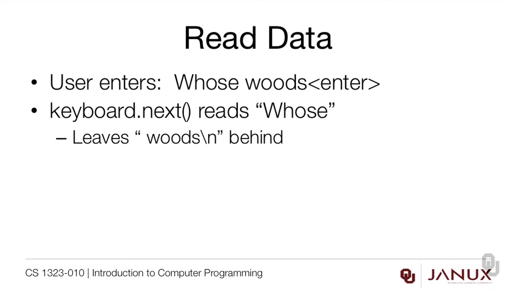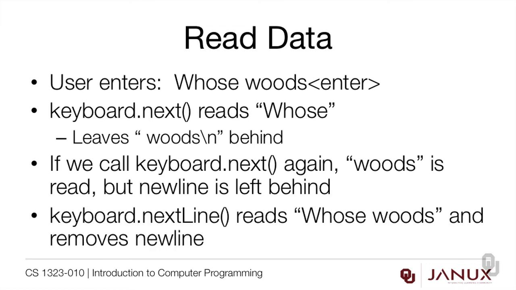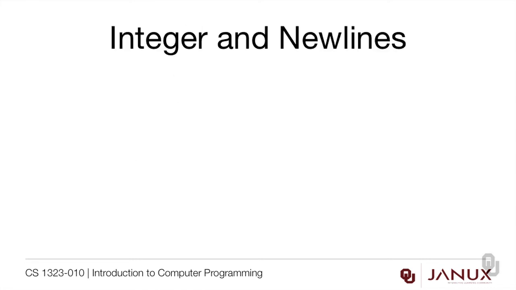This leaves space, woods, \n behind. The space is there. Now, if we call keyboard.next again, it will read in "woods". So it removes the space, then it takes the next characters until the following white space character, which is a new line character. And then it leaves the new line behind. If instead of calling next we had called nextLine, it would have read in "whose woods", and it would have removed the new line. So that's the difference between the two commands.